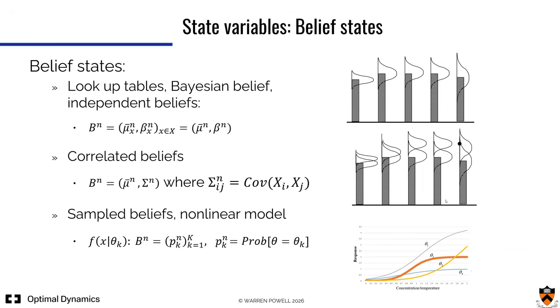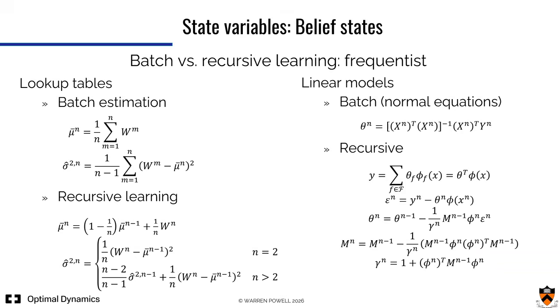I have 3 different types of theta that give me completely different curves. I don't know which set of thetas is the correct one. I have a probability for each one. That's my belief state. So with belief states, now I can do updating. We can do recursive updating with lookup tables. I can do recursive updating with linear models as we learn. I can't do recursive updating with nonlinear.